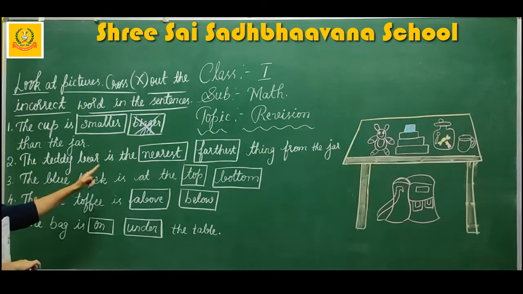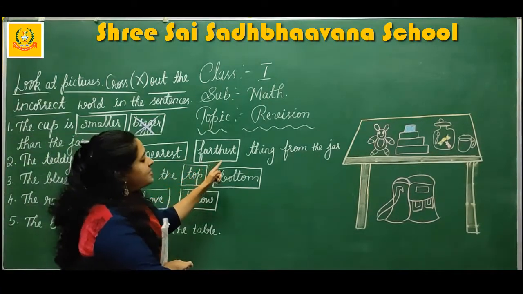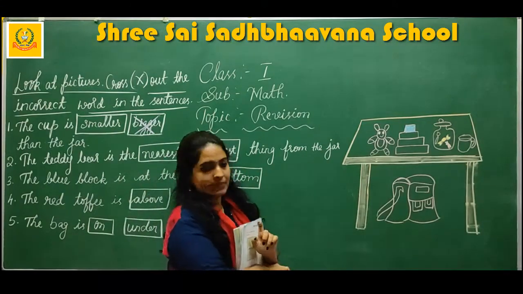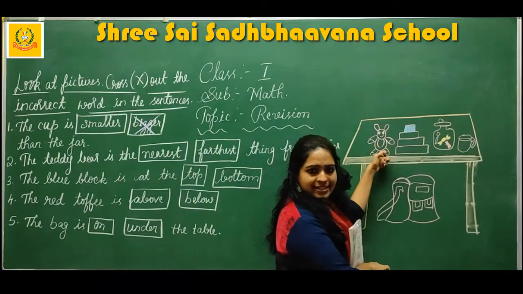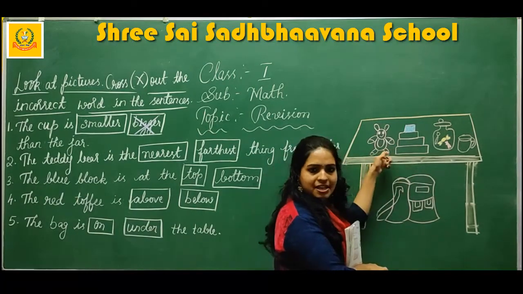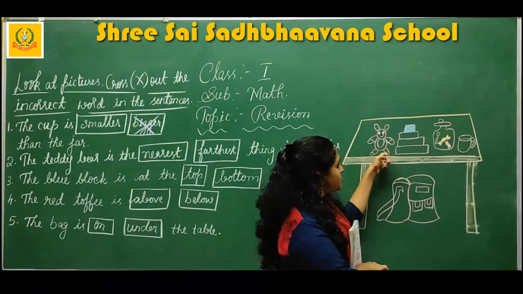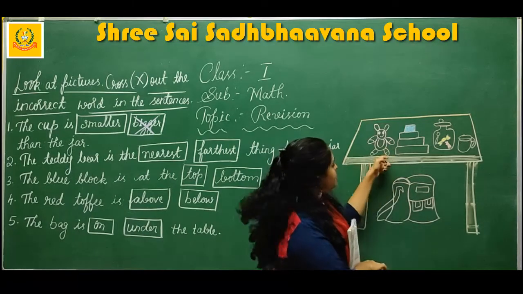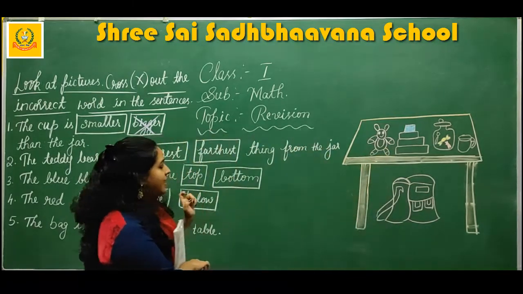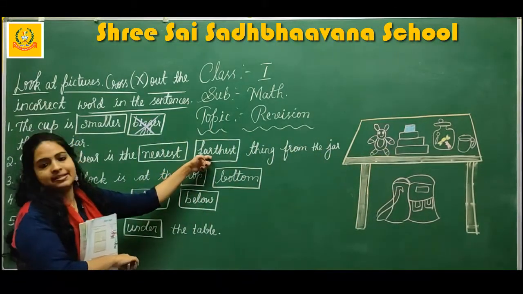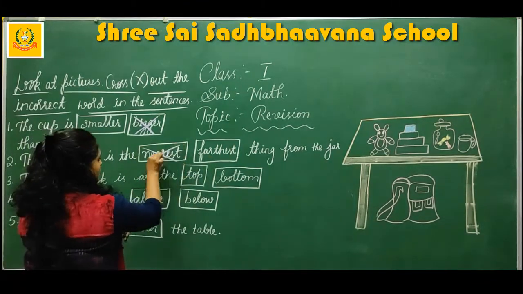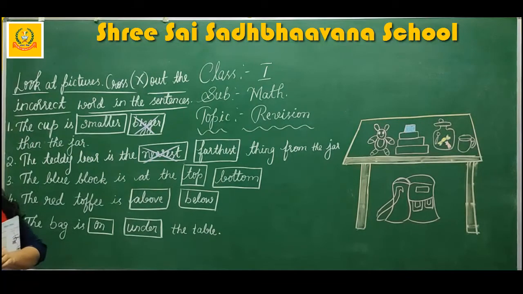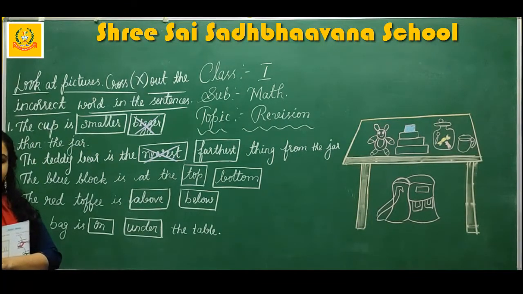The teddy bear is the nearest or farthest thing from the jar. Yes, where is the teddy bear? Teddy bear is here. Is it near to the jar or far from the jar? It is farthest from the jar. So which one is the correct word here? Farthest. Then which one is the incorrect word? Nearest. So we don't want nearest. Cross out the nearest. Understood?